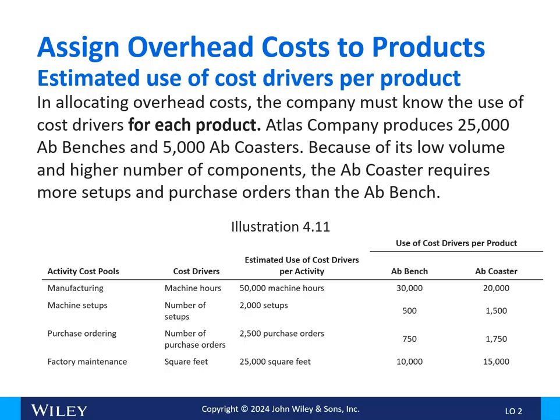So the bench has 30,000 machine hours, the coaster has 20,000. That gets us our 50,000 total. Machine setups, 500 for the bench, 1,500 for the coaster. Purchase ordering, 750 for the bench, 1,750 for the coaster. And then factory maintenance by square footage. The bench takes up 10,000 square feet, the coaster is 15,000 square feet.